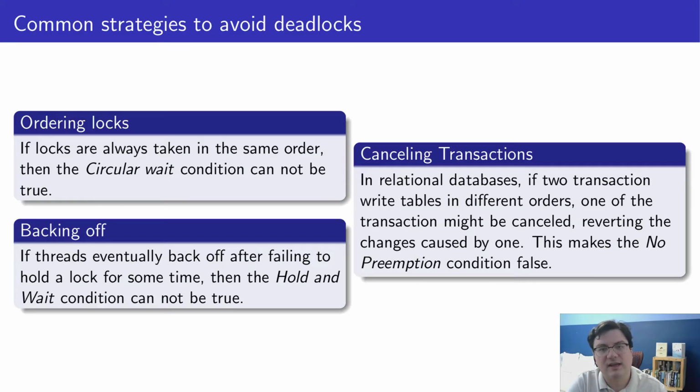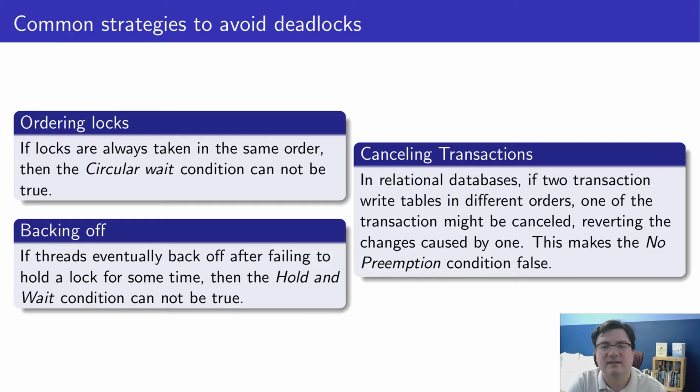Another strategy is to implement a back-off policy. If the thread cannot acquire all the locks it needs, it will release all the locks and try again later. Backing off guarantees that the hold and wait condition is not true.